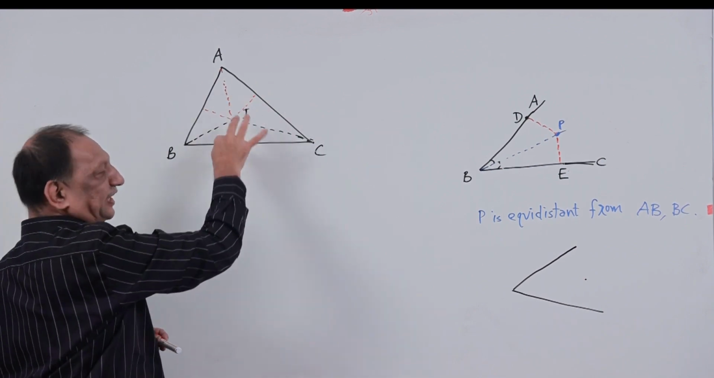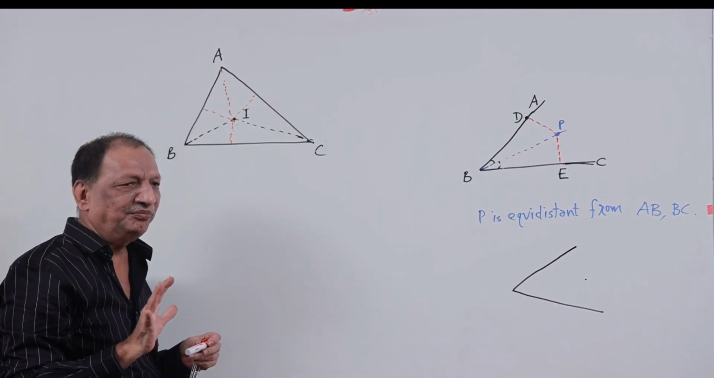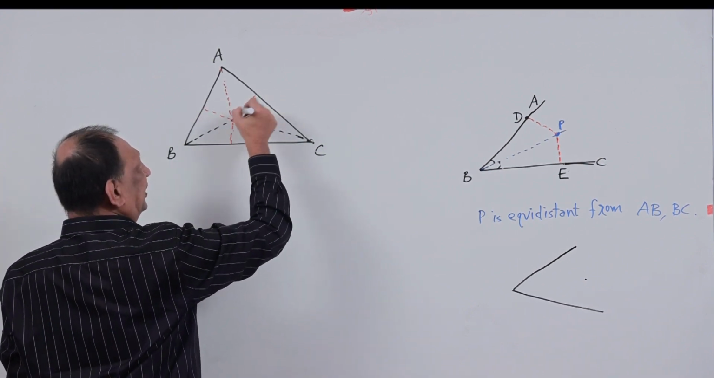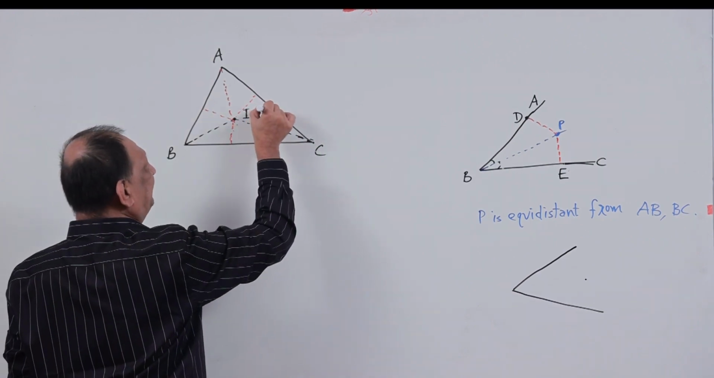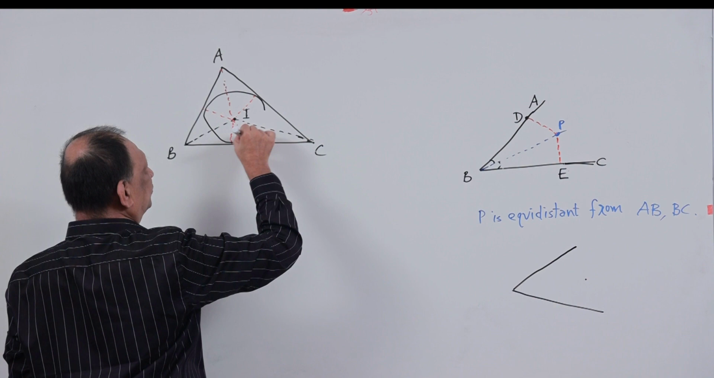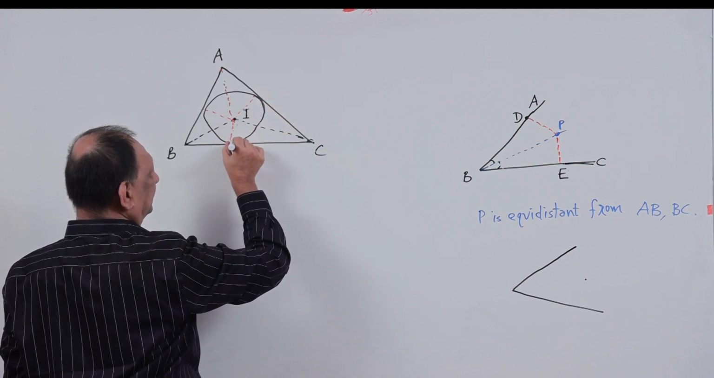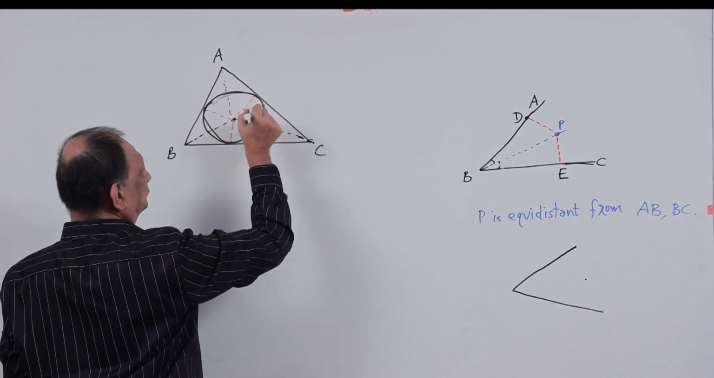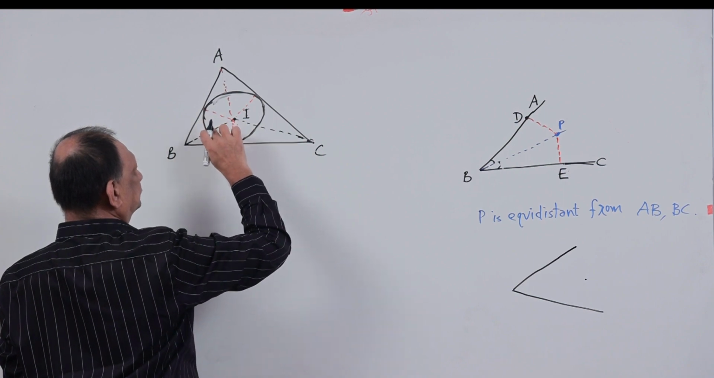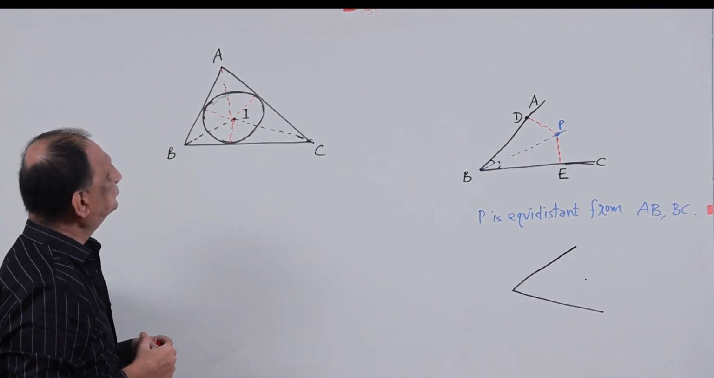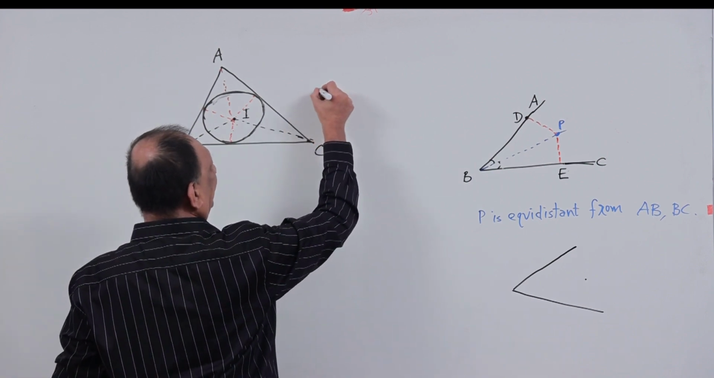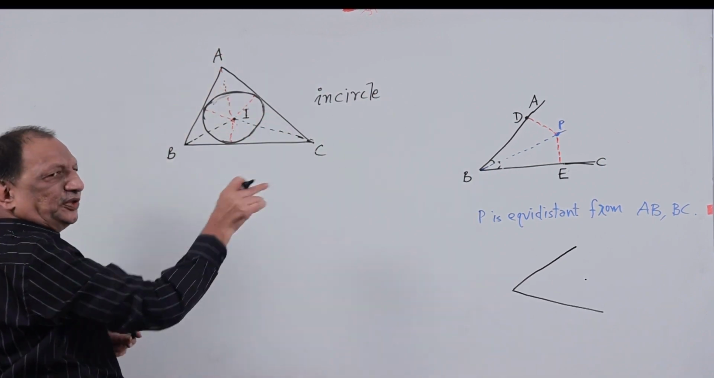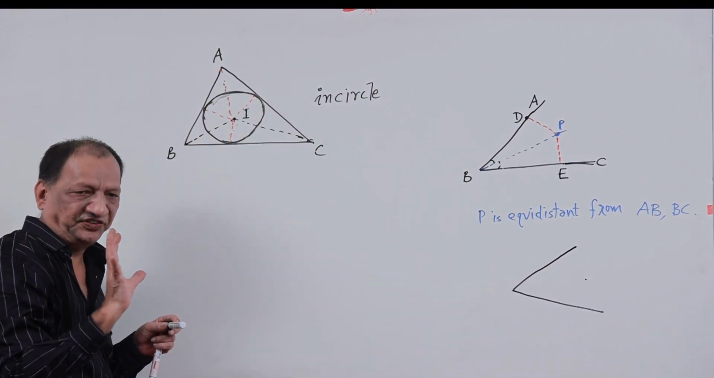And if you drop the three perpendiculars, all three perpendiculars are the same distance. So actually we can draw a circle through those points. This circle is known as the incircle, because the circle is inscribed inside the triangle. It's just touching all the three sides.